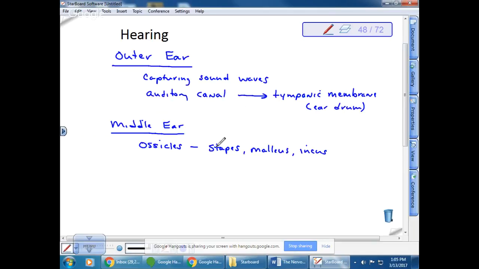And the thing about these ossicles is that their role is the amplification of the sound. So they amplify the sound, so they make it louder. And the reason why this is important is the sound waves have to go from air into the cochlea, which is fluid filled. So they have to make the sound waves stronger. They must be stronger to go from air to fluid.